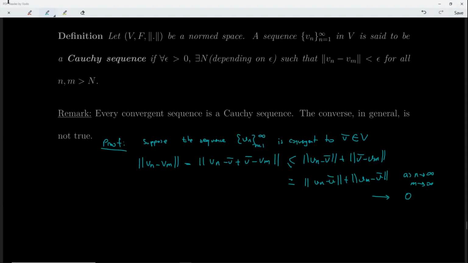We simply said that the norm of that difference is already greater than or equal to 0. So let me write that. Norm of Vn minus Vm is always greater than or equal to 0. We also show that it is less than or equal to 0 as m goes to infinity. Then we can conclude that the norm of Vn minus Vm goes to 0 as n and m go to infinity.